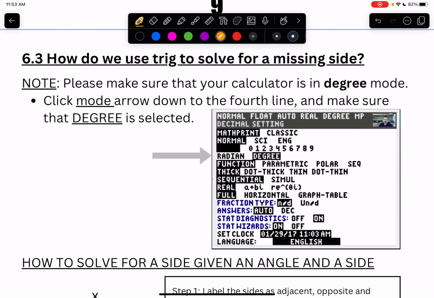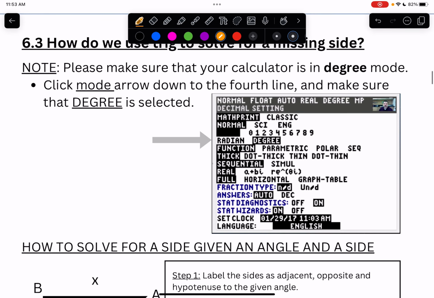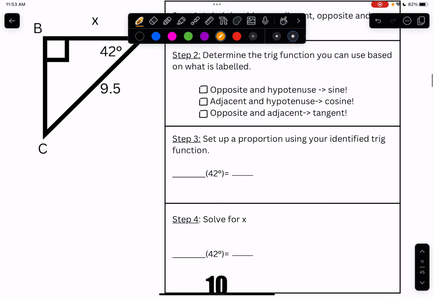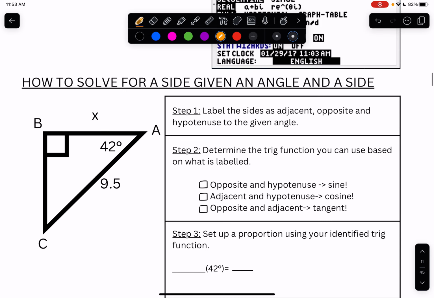So now we're going to use our ratios to work on solving for a missing side. Before we move on, please make sure that your calculator is in degree mode. I've put a little screenshot and some instructions on the top of page 10, which is where we're starting.